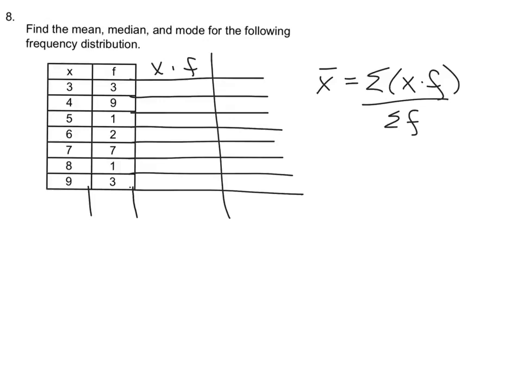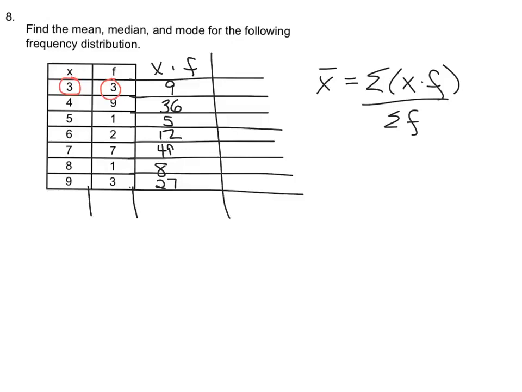First, we'll create a third column. We'll call this x times f. And we're just going to take the x value and multiply it by the frequency. So first we have 3 times 3, which is 9. 4 times 9, which is 36. And then 5 times 1, which is 5. 6 times 2, which is 12. 7 times 7, which is 49. And 8 times 1, which is 8. And lastly, 9 times 3, which is 27.